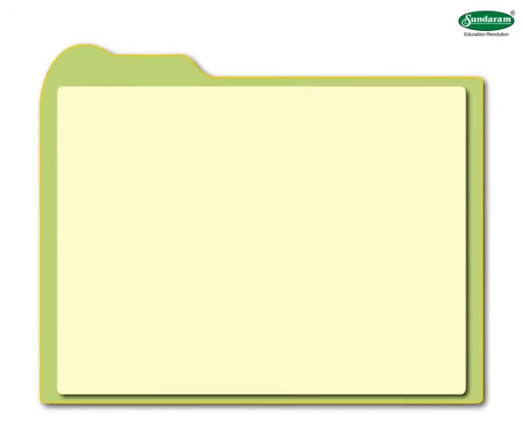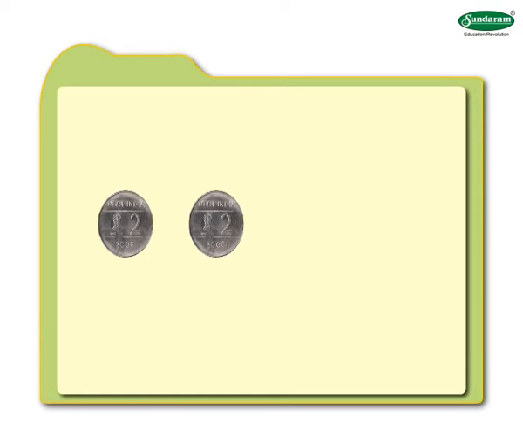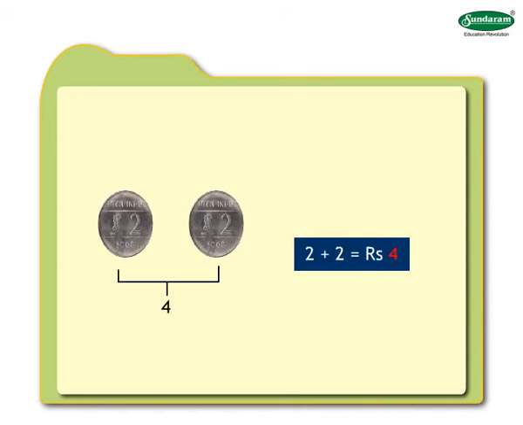Now, if we use 2 rupee coins in place of 1 rupee coins, and if we wanted same total of rupees 4, how many 2 rupee coins should be taken? Let us take 2 2 rupee coins and add them. Thus, 2 2 rupee coins are equal to total of 4 rupees. Hence, answer is 2 2 rupee notes is equal to 2 2 rupee coins.